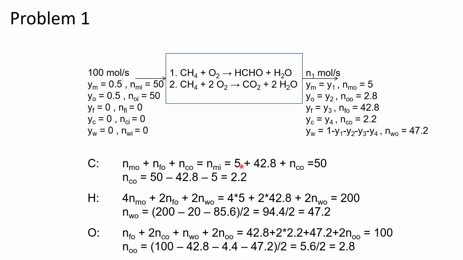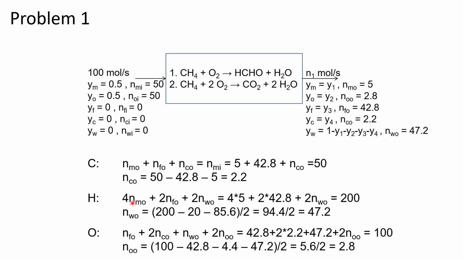Now we know the flow rate of methane out is 5, and formaldehyde out is 42.8. The only thing we don't know is the flow rate of carbon dioxide out. We know that this is all equal to 50, that's the total flow rate of carbon in. It allows us to solve then for the flow rate of carbon dioxide out. It's 2.2.